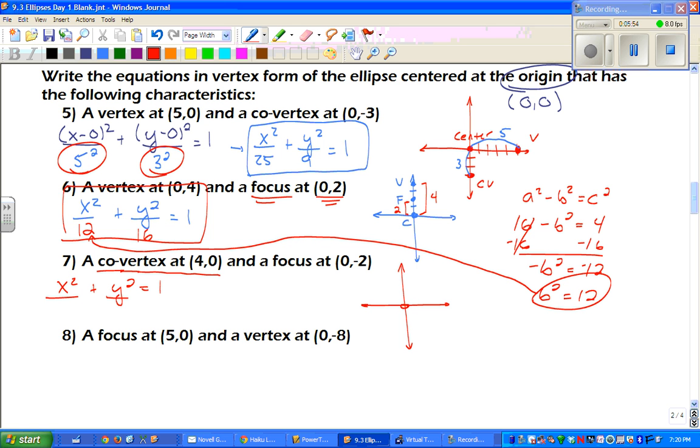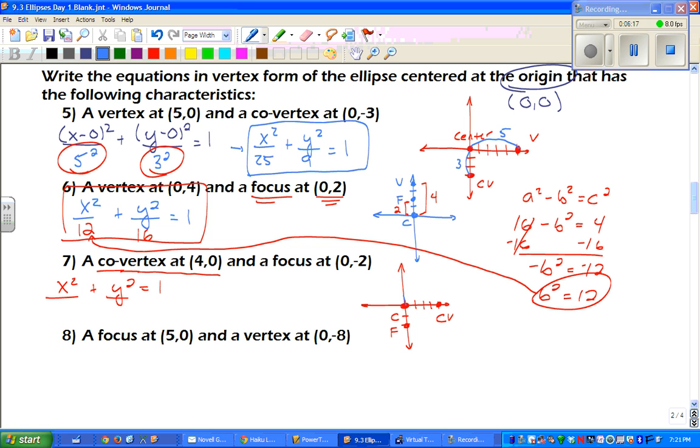I have the center at 0, 0. A co-vertex at 4, 0. So 1, 2, 3, 4, 0. So it's center, that's co-vertex, and then a focus at 0, -2. So there's my focus.